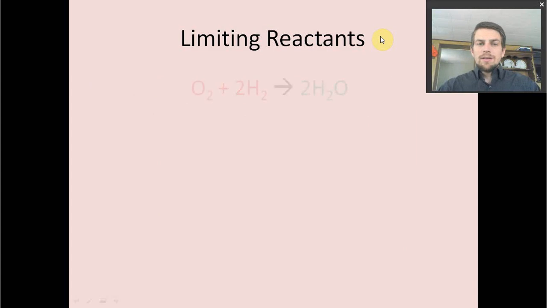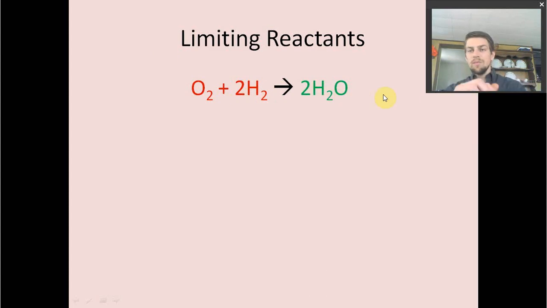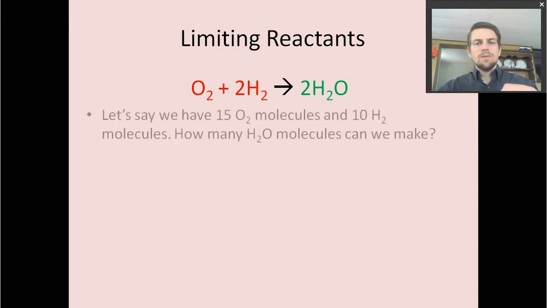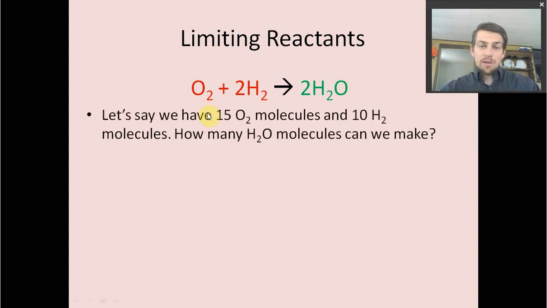So let's consider that equation again, our oxygen molecule plus 2 hydrogen molecules giving us H2O. And I want to think in terms of limiting reactants in terms of chemicals now as opposed to ingredients. So let's say we have 15 of these oxygen molecules and 10 of these H2 molecules, the hydrogen molecules. How many H2O molecules, that is water, can we make? If you need to pause the video and try and figure that out, go ahead and do that, and I'm going to go ahead and explain how to figure this out.